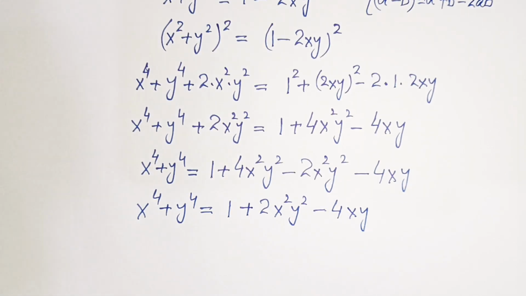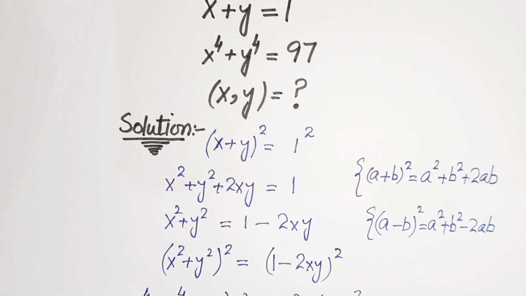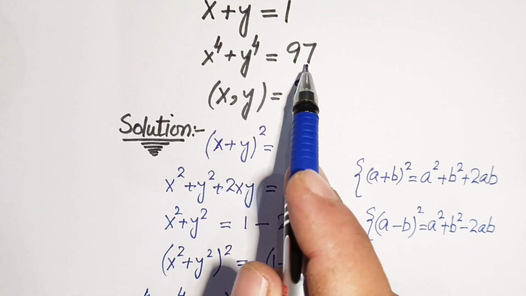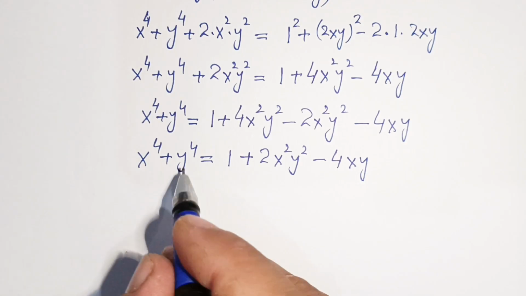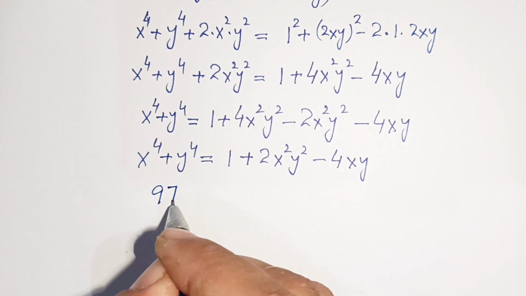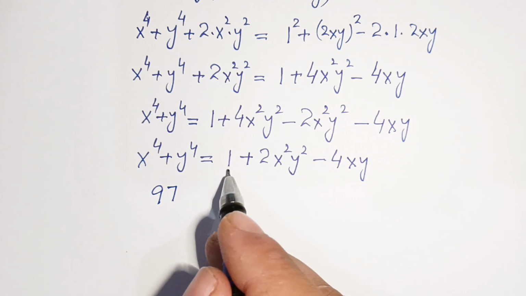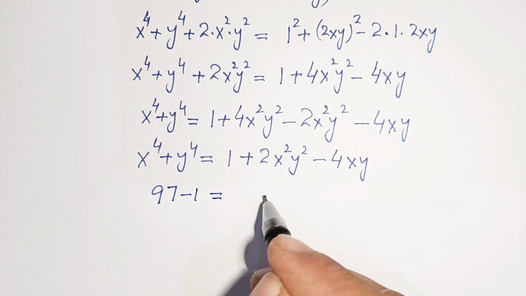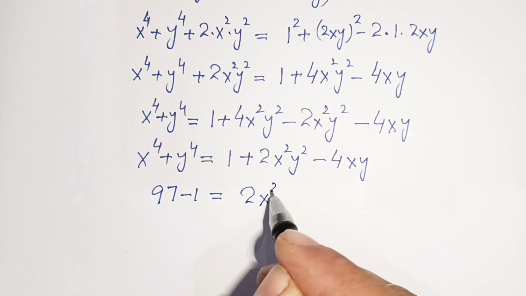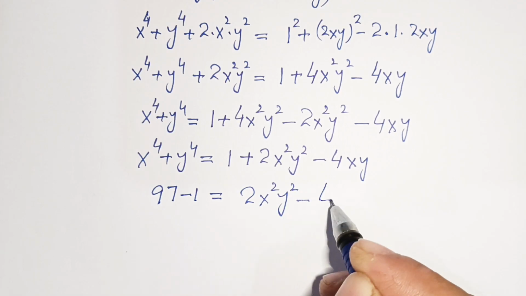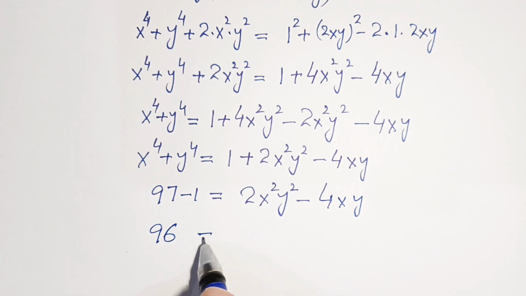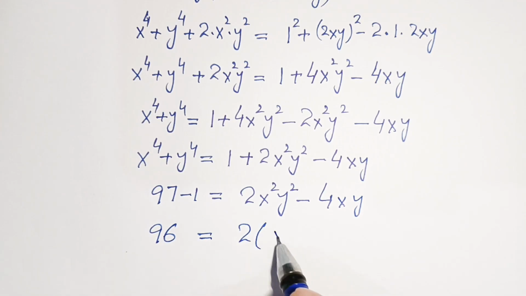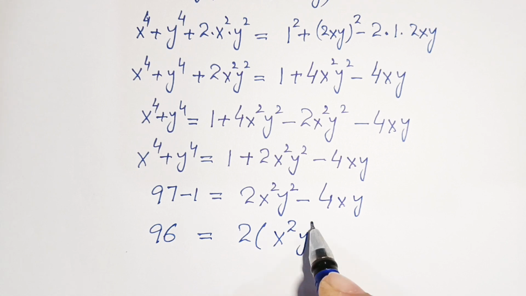Now as we know from our problem, x to the power 4 plus y to the power 4 is equal to 97. So putting in the value 97 and shifting the 1, we get minus 1, which is equal to 2x squared y squared minus 4 times x times y. So it is 96, which is equal to, taking 2 common, 2 times the bracket x squared y squared minus 2xy.